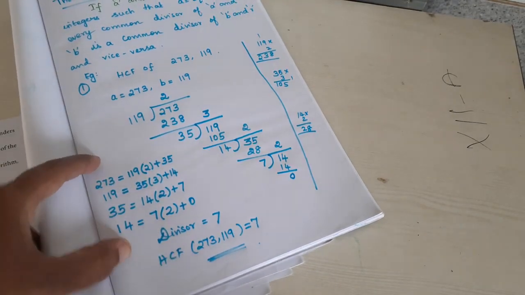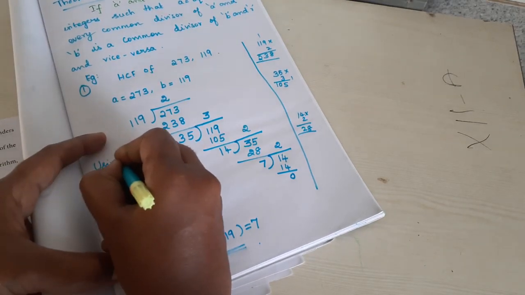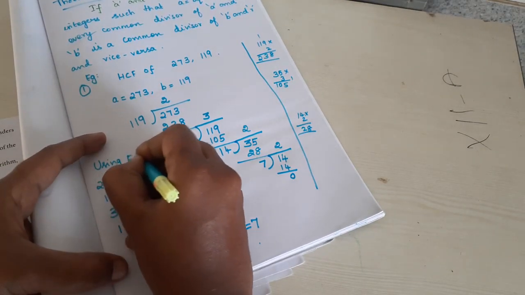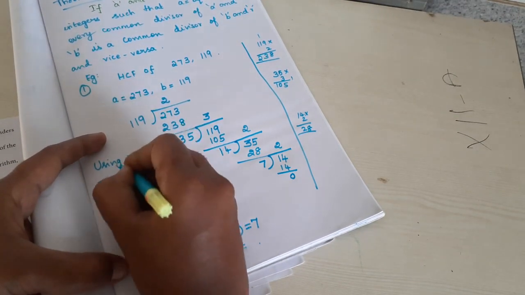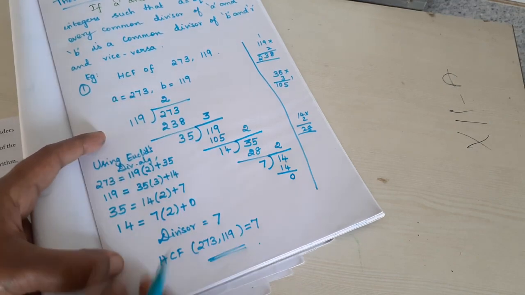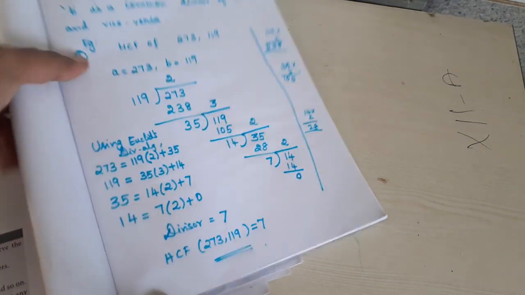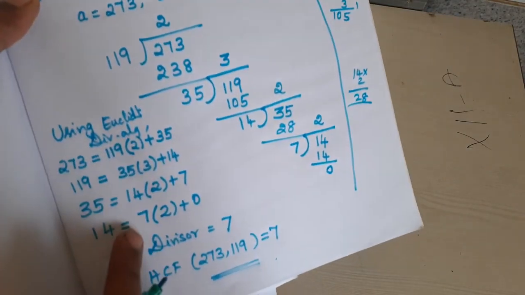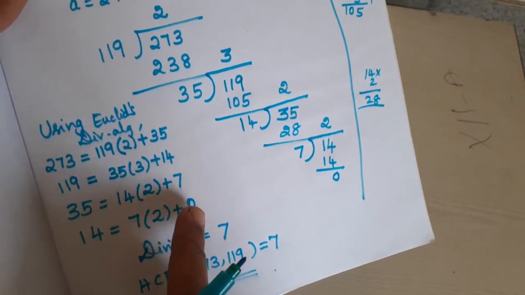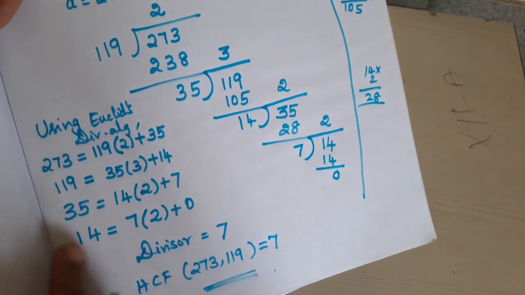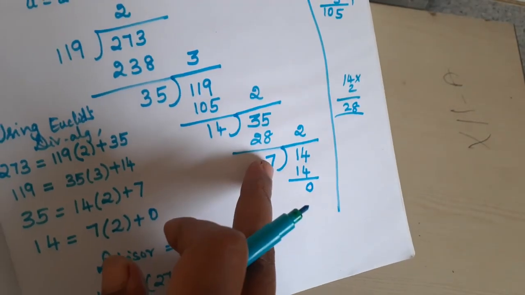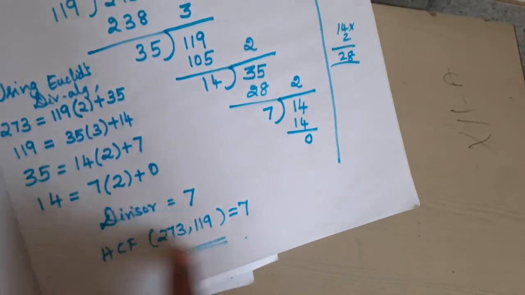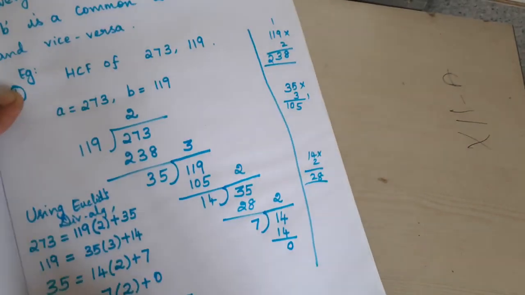These steps you need to write using Euclid's division algorithm. Okay, is it clear? Using the division algorithm, we did 4 steps. At the final stage we are getting 0. So only at that step we are getting the divisor 7. So that divisor is the HCF, equal to 7. The concept is clear now.